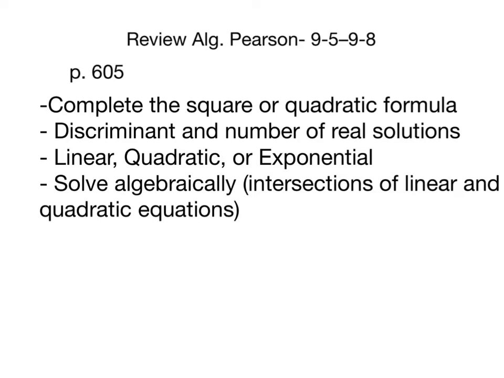Another thing we talked about was the discriminant and the number of real solutions. Remember, the discriminant was the part under the square root in our quadratic formula. That was the b squared minus 4ac part. That would be under the square root, and that determines how many real solutions we have.